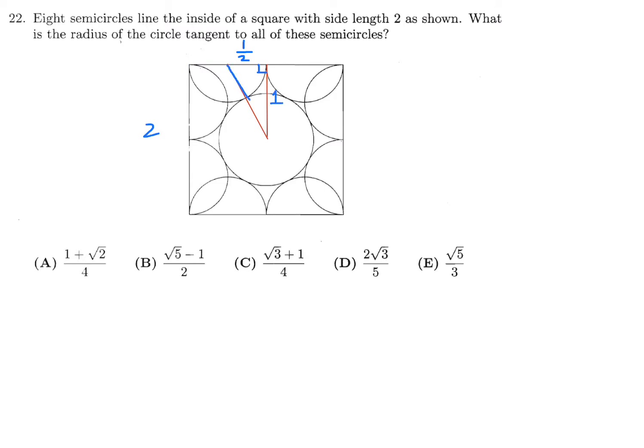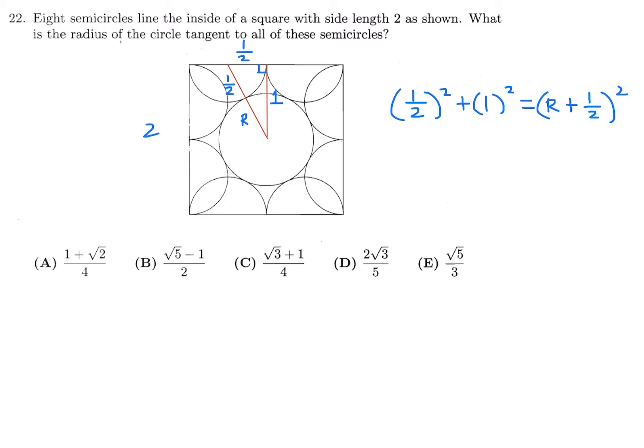And then the distance from here to here is the radius of that circle, and I don't know what it is, so I'll just call it r. But the distance from there to there is obviously the radius of that semicircle, which is a half. All right, so that's it. I've got a Pythagorean relationship. 1/2 squared plus 1 squared is equal to r plus a half squared.